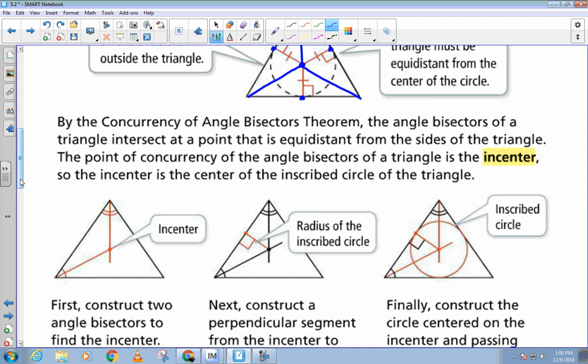This circle is called an inscribed circle, because it's inside the triangle. So the inscribed circle is inside the triangle and it's created by the incenter. The circumscribed circle is on the outside of the triangle and it's created by the circumcenter. See how they kind of go together? So the circumscribed circle is along the outside, created by the circumcenter. The inscribed circle is on the inside, created by the incenter.